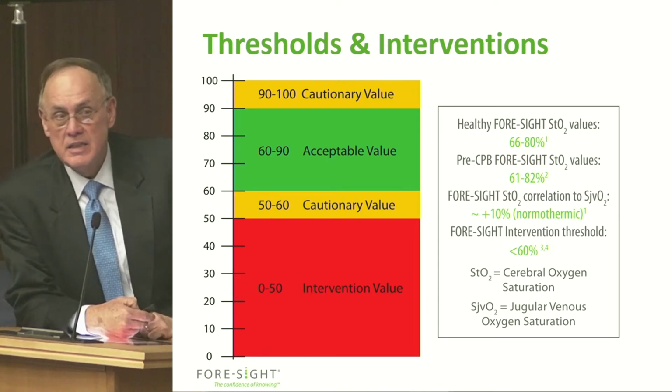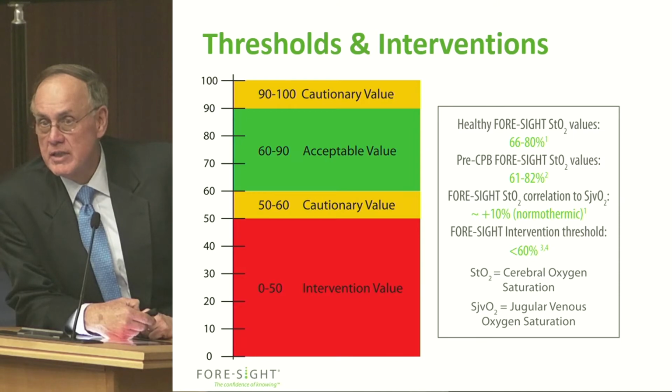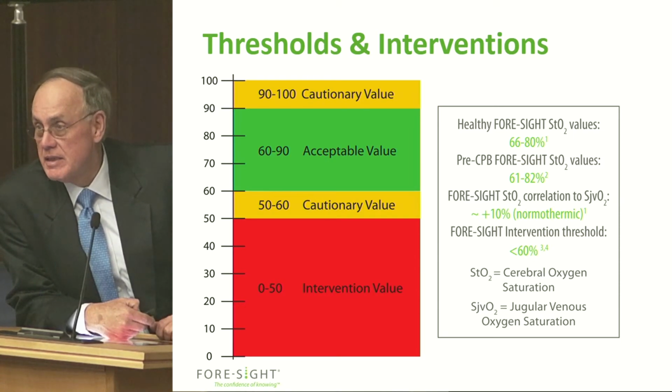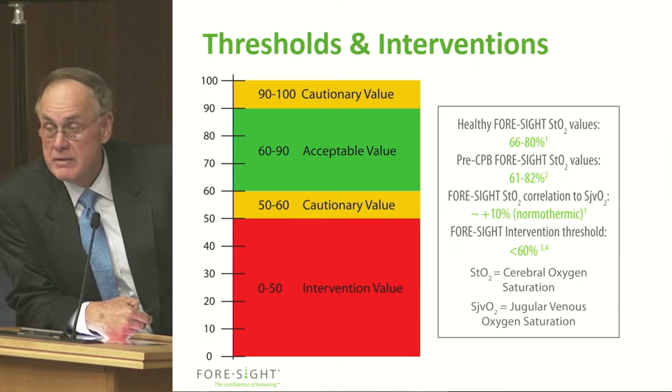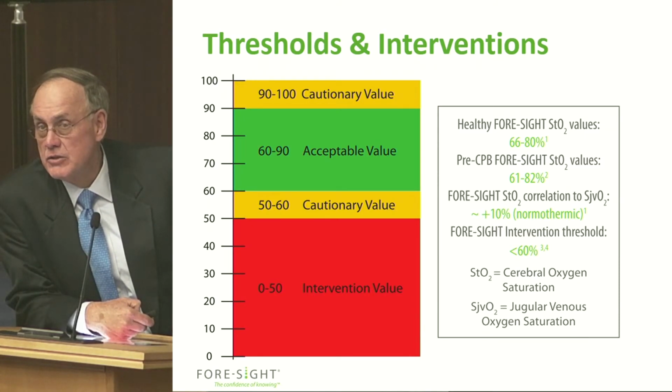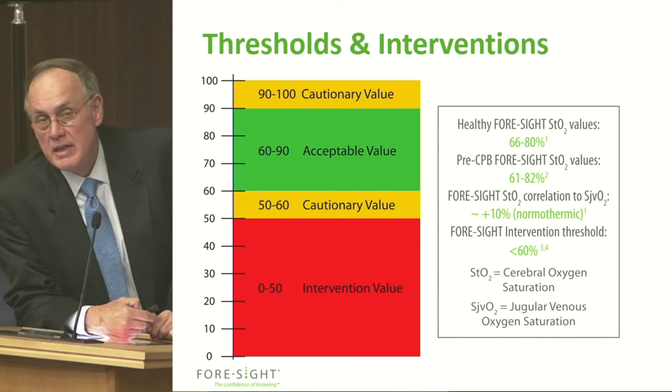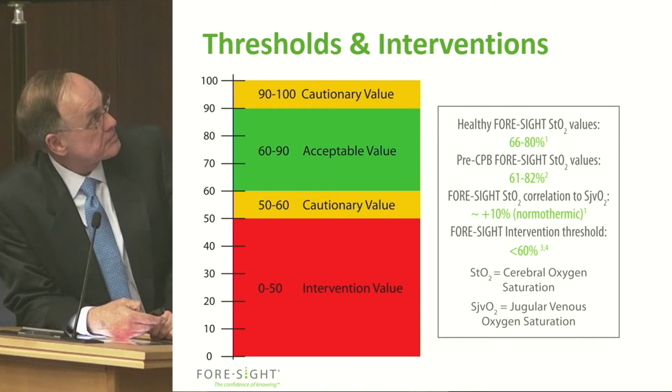Likewise, 50 to 60 is considered a cautionary value. This is limited hypoxia, small hypoxia. And patients will tolerate 50 to 60 for a certain period of time. But you wouldn't want to keep the saturation in that range for an extended period of time, more than, say, 30 minutes. So, a very simple way to interpret the Foresight numbers and make clinical decisions.